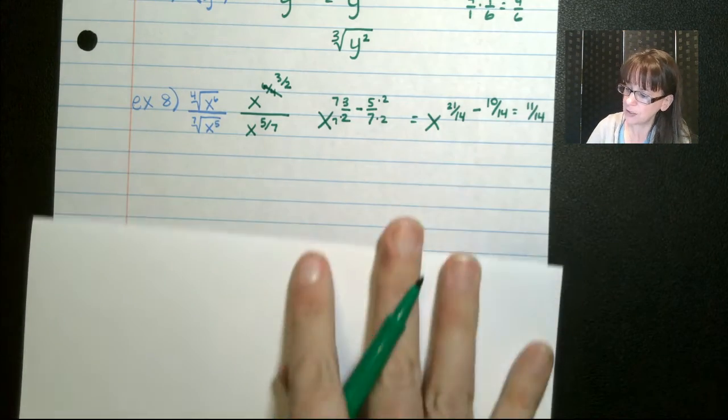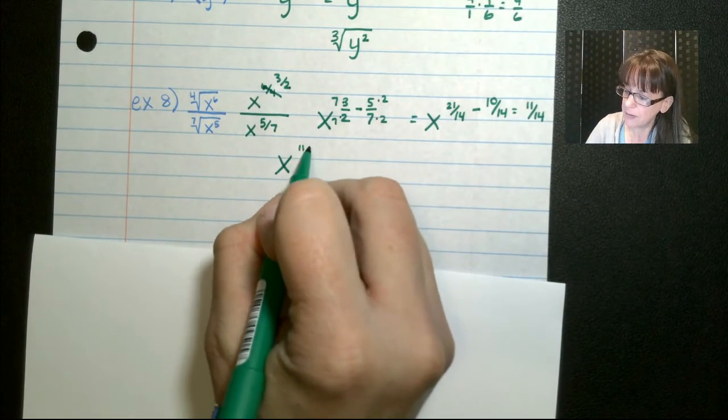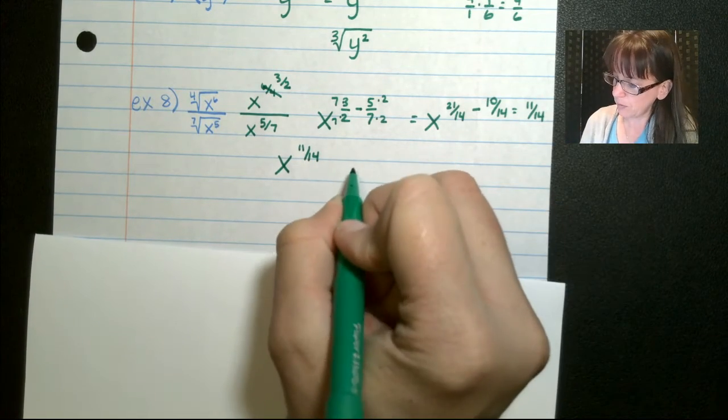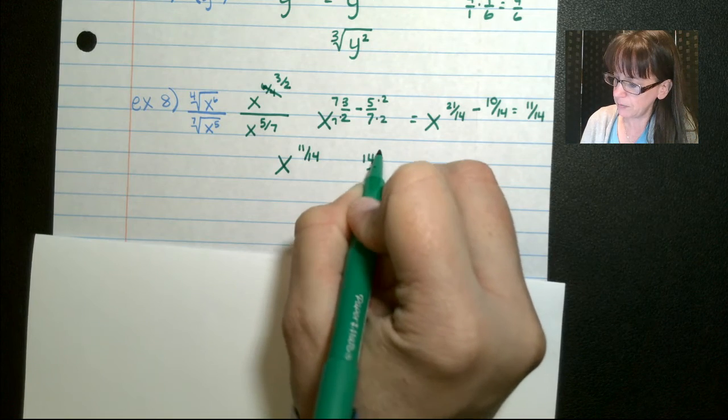So my final answer here would be x to the 11 over 14 if I wanted it in exponential form, or if I wanted it in radical form, it would be the 14th root of x to the 11th power.